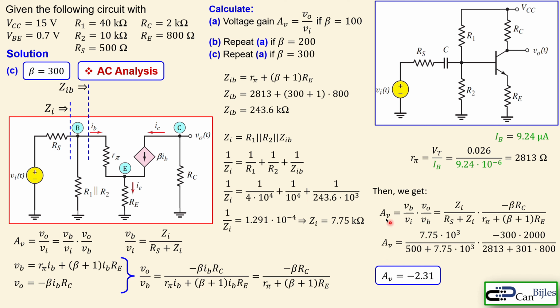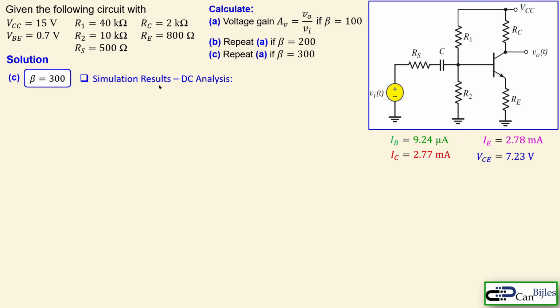And that's also what we have seen for the question A and for B, and question A was minus 2.29. So all very close to what we have calculated before. Again, the stabilizing action of the emitter resistor here.